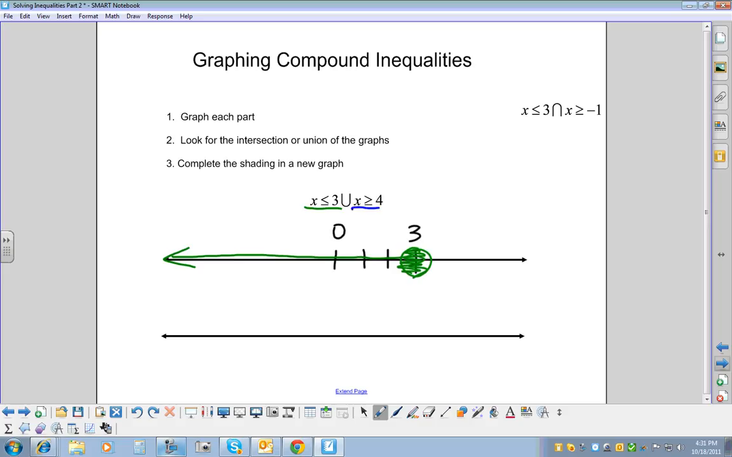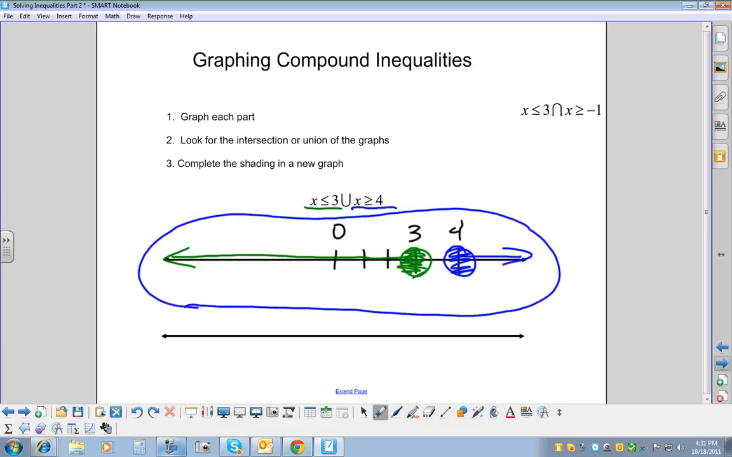which I'm going to do in blue. X is greater than or equal to 4. So here's 4. I'm going to circle my critical point, and I'm going to shade this direction, and this critical point will be shaded. And so my final answer really is this entire number line right here that's been shaded. Everything except the interval between 3 and 4 is part of our solution.